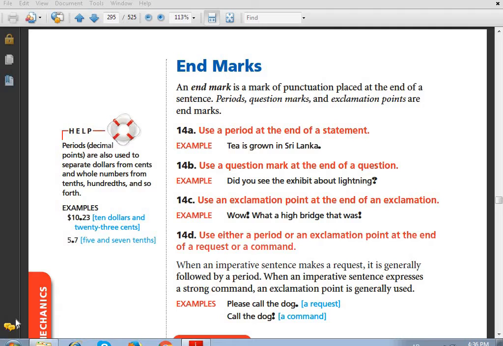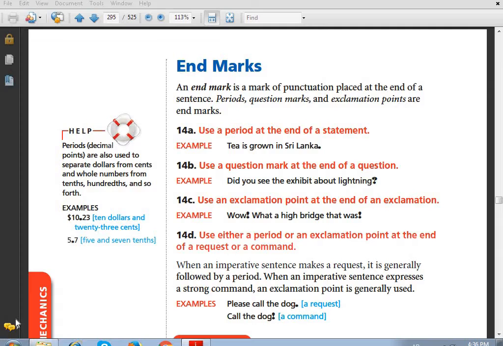Use a period at the end of a statement. It means that if you have a declarative sentence, you can end it with a period. Okay, what else do you have? Use a question mark at the end of a question. It means that if you have a question, of course you end it with a question mark. I think you know that. This sentence is called an interrogative sentence. Use an exclamation point at the end of an exclamation. It means that if you have an exclamatory sentence, you end it with an exclamation point.